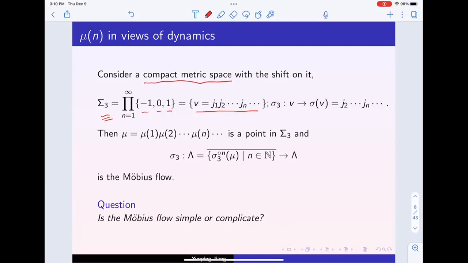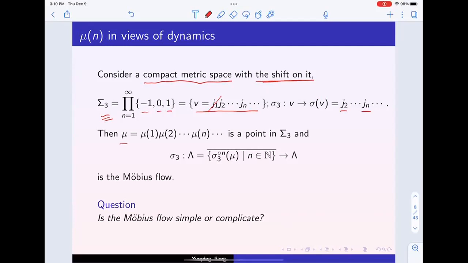Then on this space, you have an interesting map which is called a shift. What is shift? Shift means you give any point, you just knock out the first letter, right? You get j2, j3, up to jn, and so on. You knock off the first digit, then you get the shift. The shift is actually in this case a 3-to-1 map, right? It's not invertible, but it's 3-to-1.